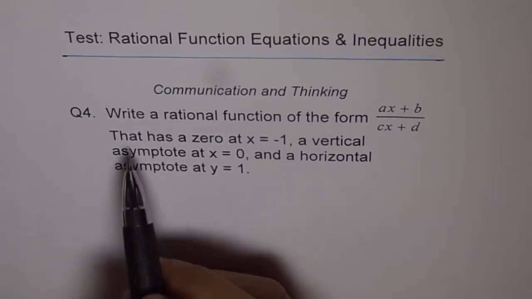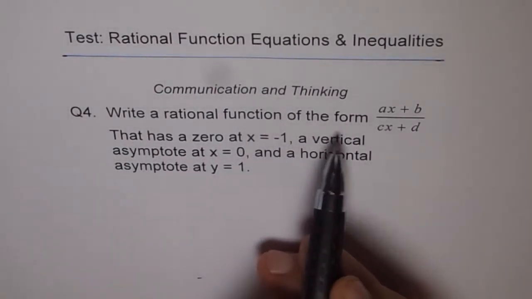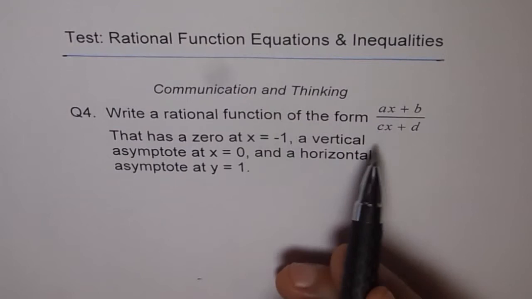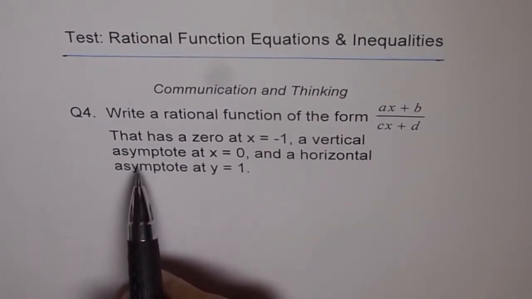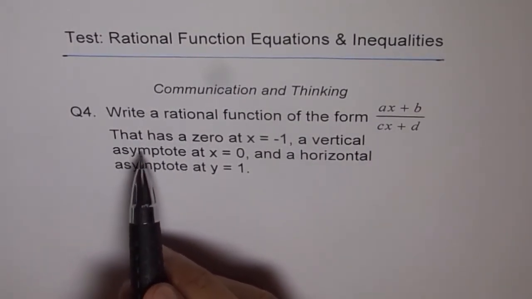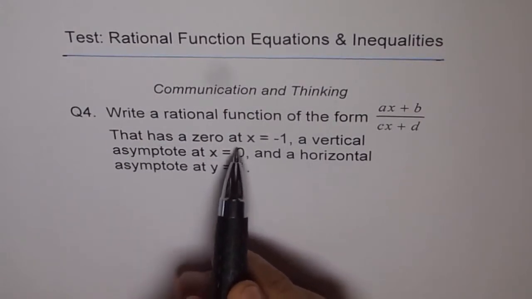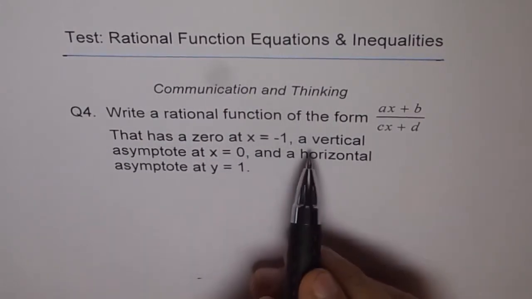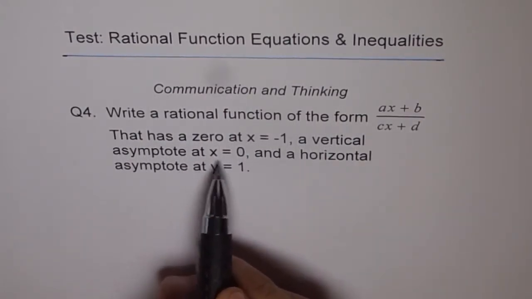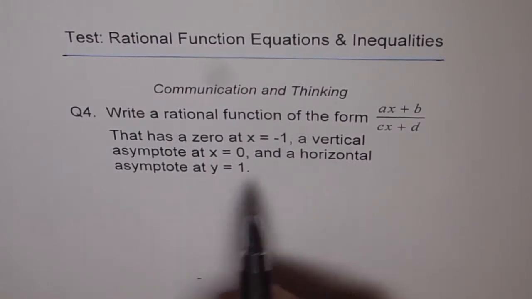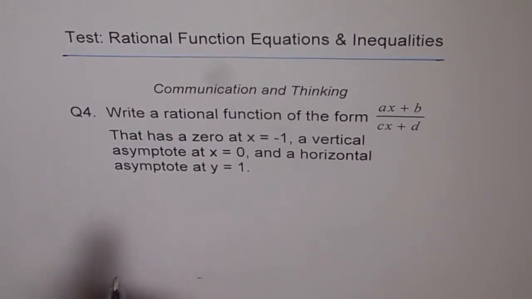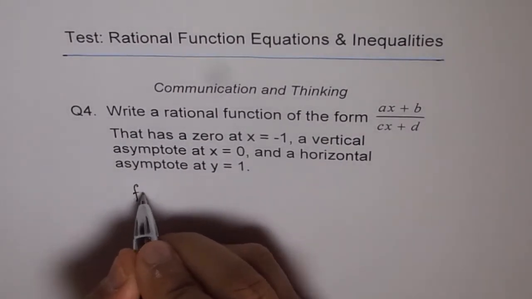Okay, so we have to write a rational function of the form (ax + b) over (cx + d) such that it has a zero at x equals minus 1, a vertical asymptote at x equals 0, and a horizontal asymptote at y equals 1. So let's look into this function.